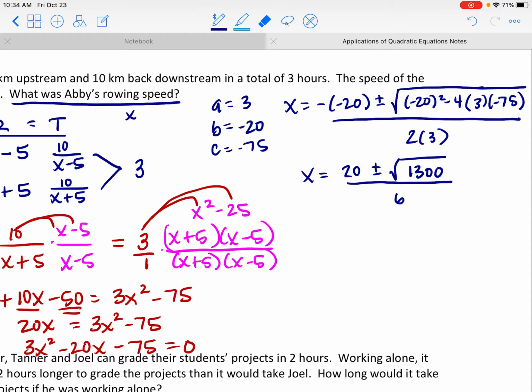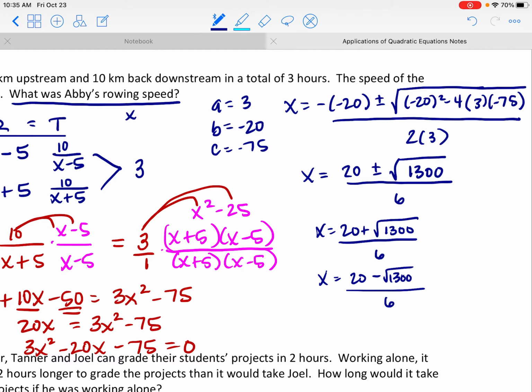So this is telling us here that 20 plus radical 1300 over 6 is an answer, and it's also saying that 20 minus radical 1300 over 6 is an answer, right? So these are our two exact answers.